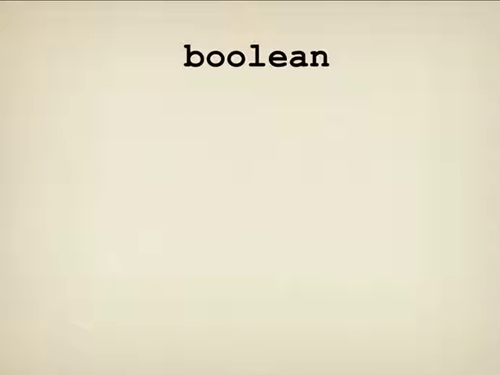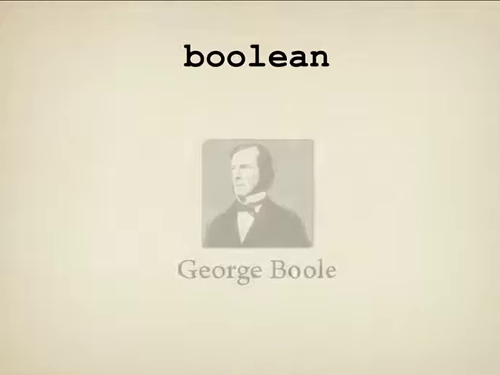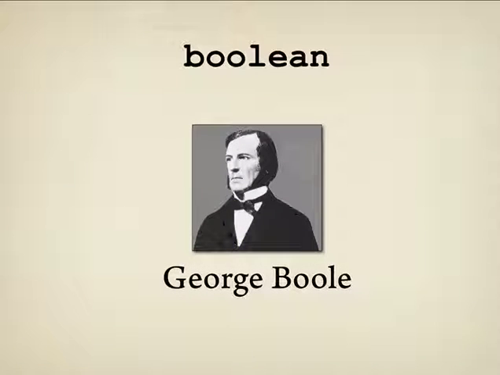So where does this word Boolean come from? It's in honor of a mathematician named George Boole. And George Boole worked out a lot of the basic ideas behind logic that are used in computers. In his honor, the type of a variable that can hold the value true or false is called a Boolean.